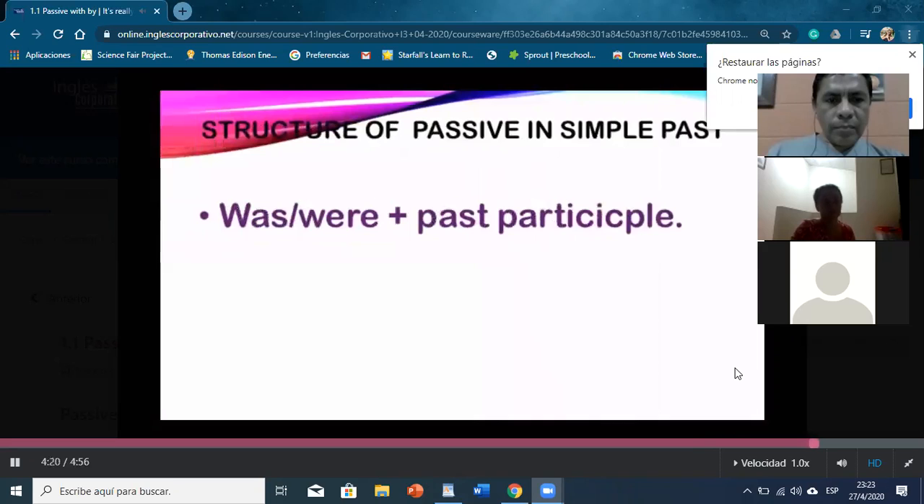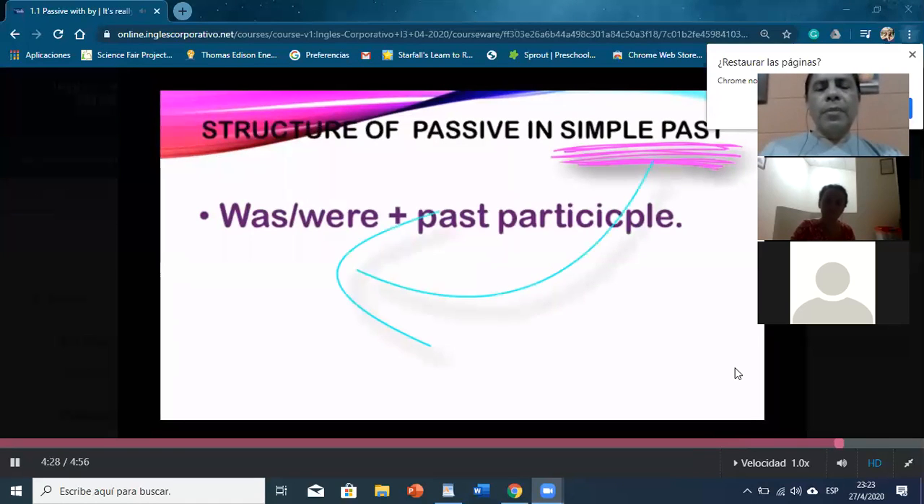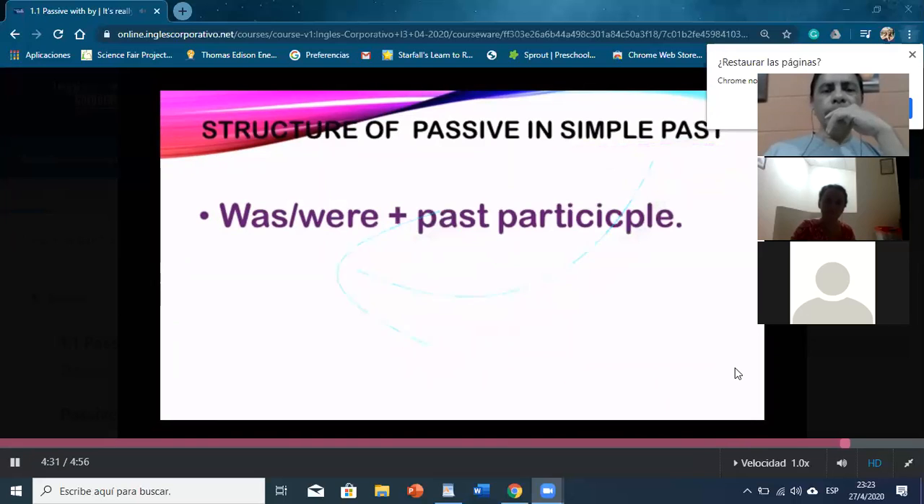Finally, let's go over the structure of the passive in simple past. Because we're using passive in simple past, this is what we'll use: was, were, plus past participle.